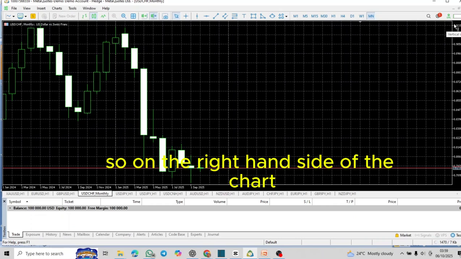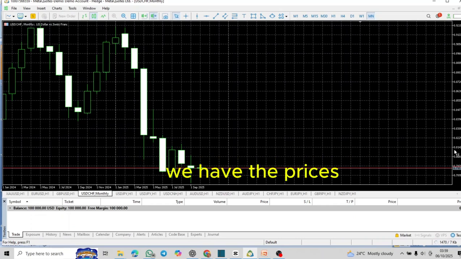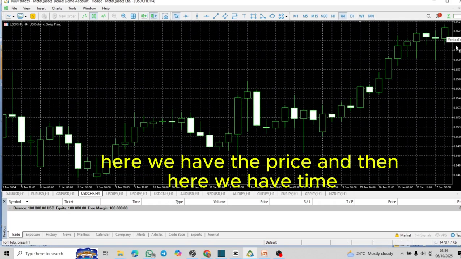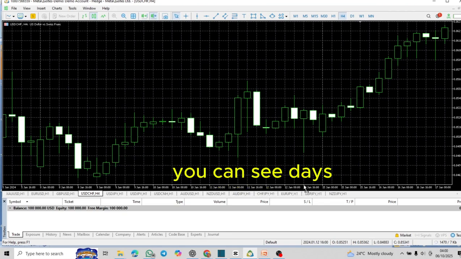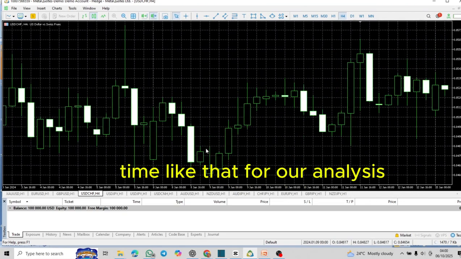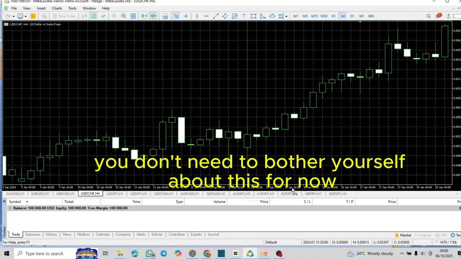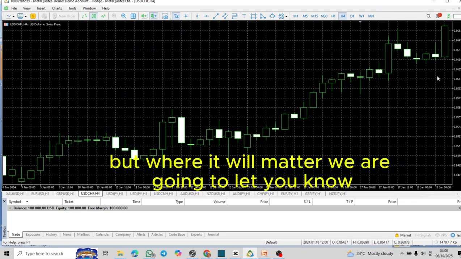On the right hand side of the chart, we have the prices. That's the price the market attained. Here we have the price, and then here we have time. You can see days, time, like that. For our analysis, you don't need to bother yourself about this for now, but where it will matter, we are going to let you know.